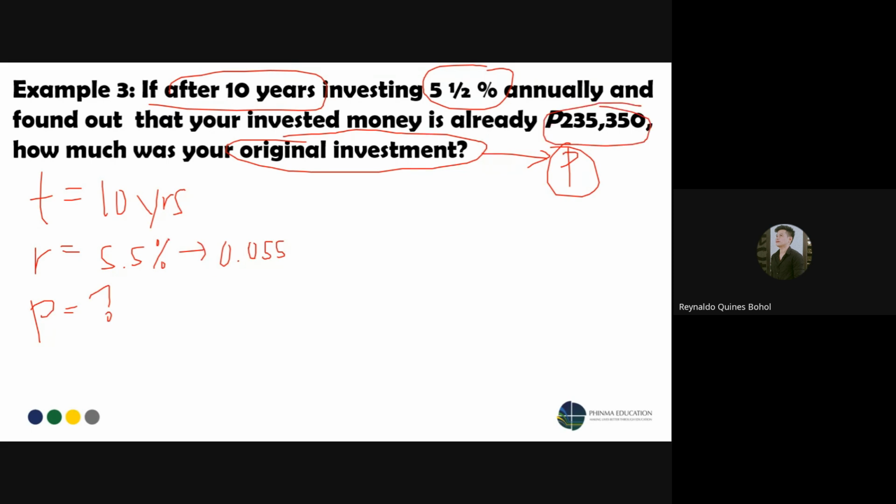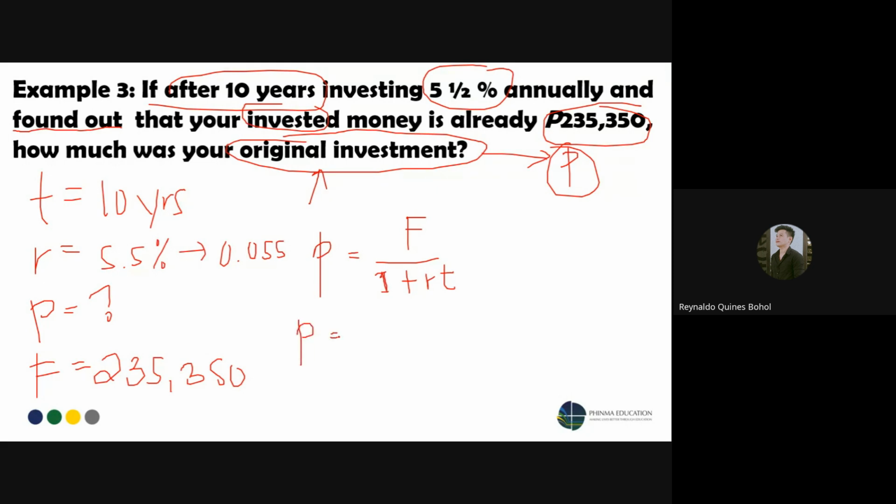Ibig sabihin, yung binanggit na pera dito, that is your F or the future value, 235,350. Kasi nga, ito yung na-found out niya na yung pera niya na in-invest niya, naging 235,350 na. So, ilan kaya yung original? Kaya P ang hinahanap. So, P is equivalent to F all over 1 plus RT. So, in computing the value of P, this is the formula.